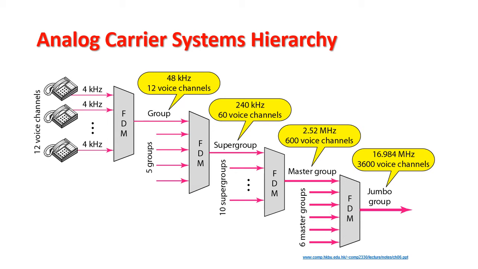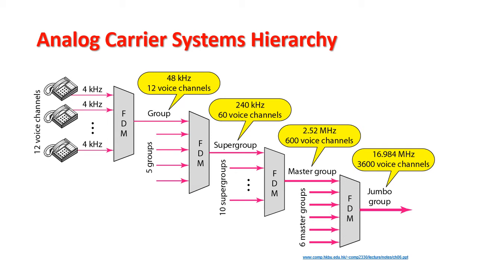10 supergroups will combine to form a master group. It now has 2.52 megahertz of bandwidth. It is composed of 600 voice channels. And lastly, 6 master groups will combine through a multiplexer to form a jumbo group, which is 16.984 megahertz, and it is now composed of 3,600 voice channels.